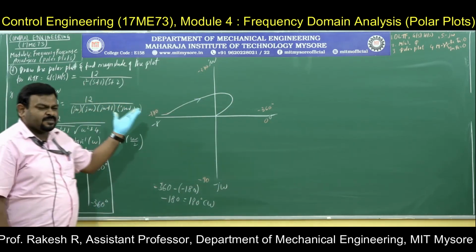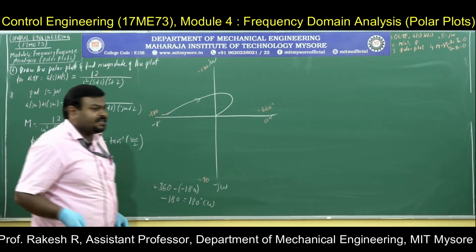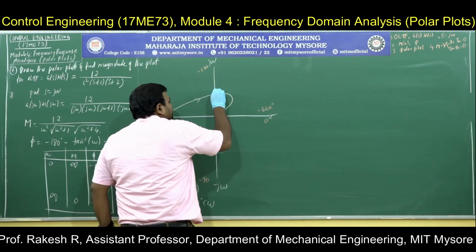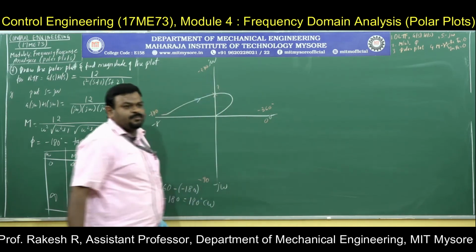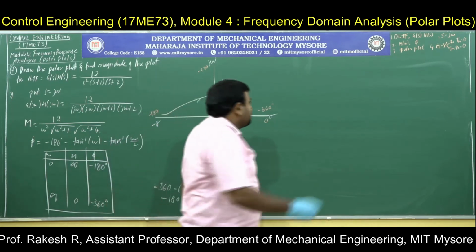Same thing as the last problems you have solved: clockwise plot, 180 degree angle coverage. The important thing here is you have to locate this intersection point. What is this point and what is the frequency here? For that I will tell you the procedure.